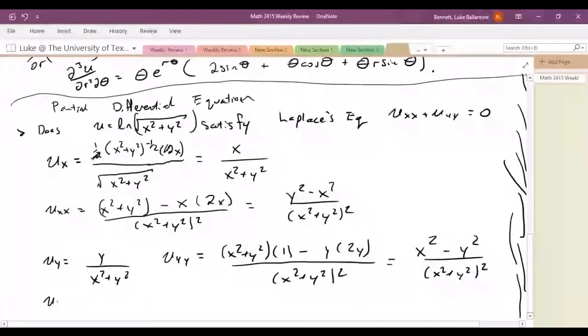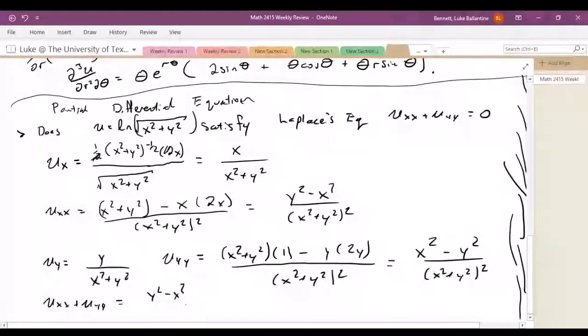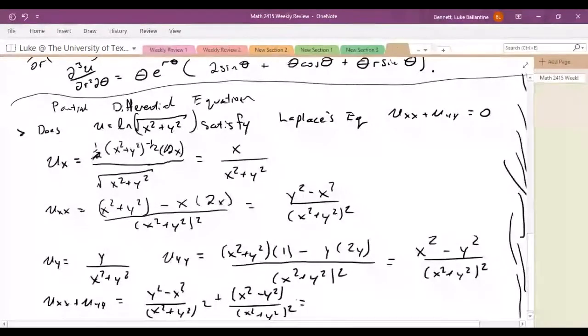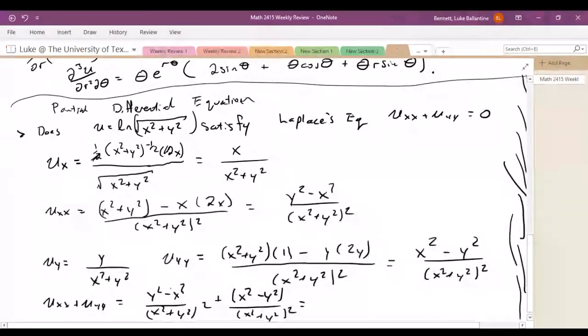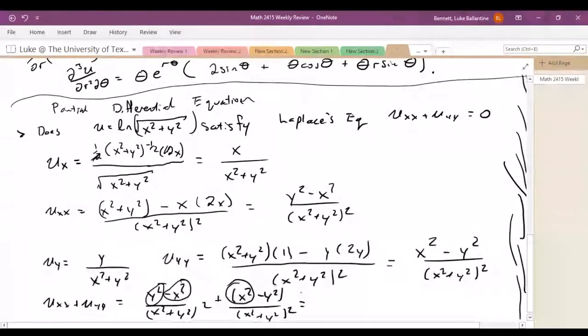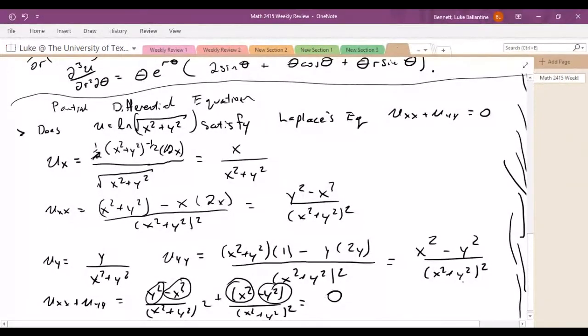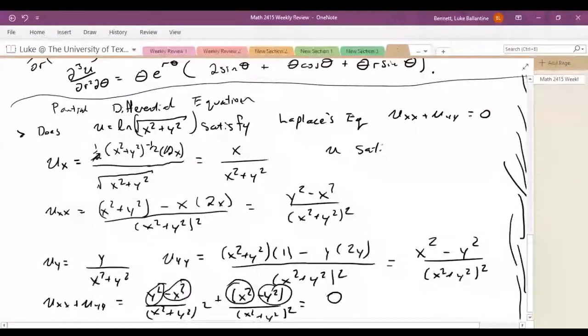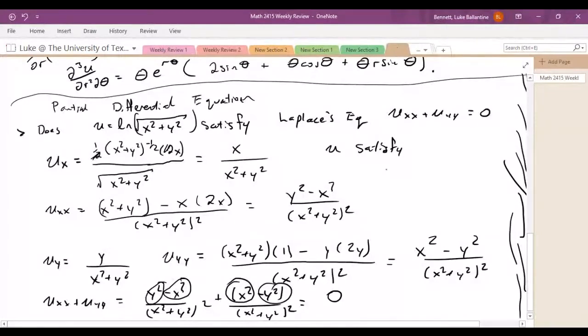Adding these two, u sub xx plus u sub yy, we get y squared minus x squared over x squared plus y squared, squared, plus x squared minus y squared over x squared plus y squared, squared. We have a common denominator, so we can add: we have a negative x squared, positive x squared, positive y squared, negative y squared. Is this equal to 0? So we verified that u does satisfy Laplace's equation.